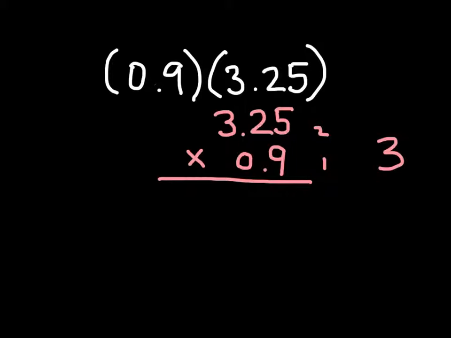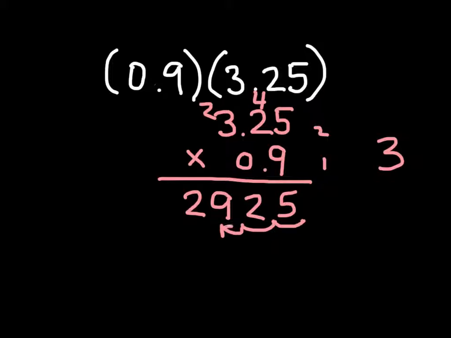Now let's multiply. 9 times 5 is 45. Carry the 4. 9 times 2, that's 18. Plus 4 is 22. Carry the 2. 9 times 3 is 27. Plus 2 is 29. Now let's place our decimal. Start at the far right. Go 3 places. Answer: 2.925.